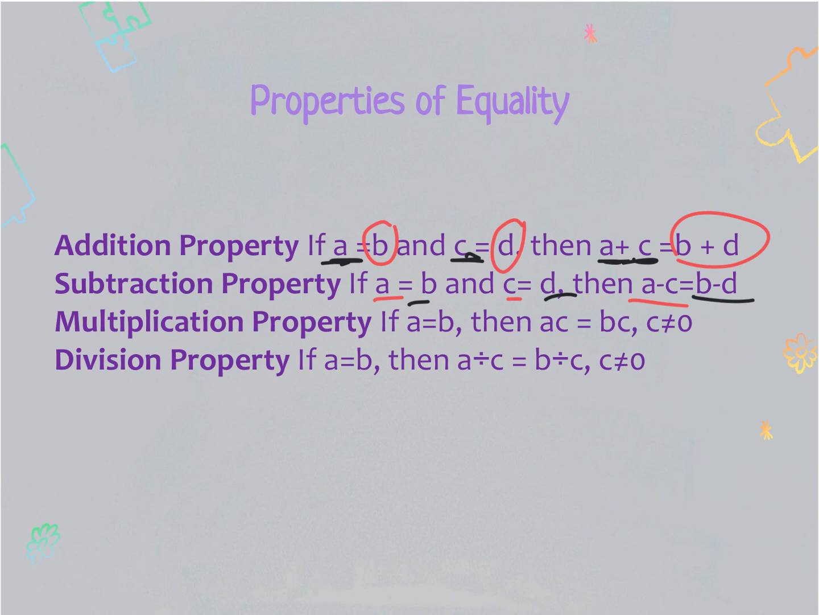Also, the division property: if A equals B, then A divided by C equals B divided by C, and C does not equal 0. Again, in this case, and in any case for division, the number you are dividing by, like at the end, cannot be 0. If you plug that in the calculator, even, it's going to give you an error. So you know it's not allowed.